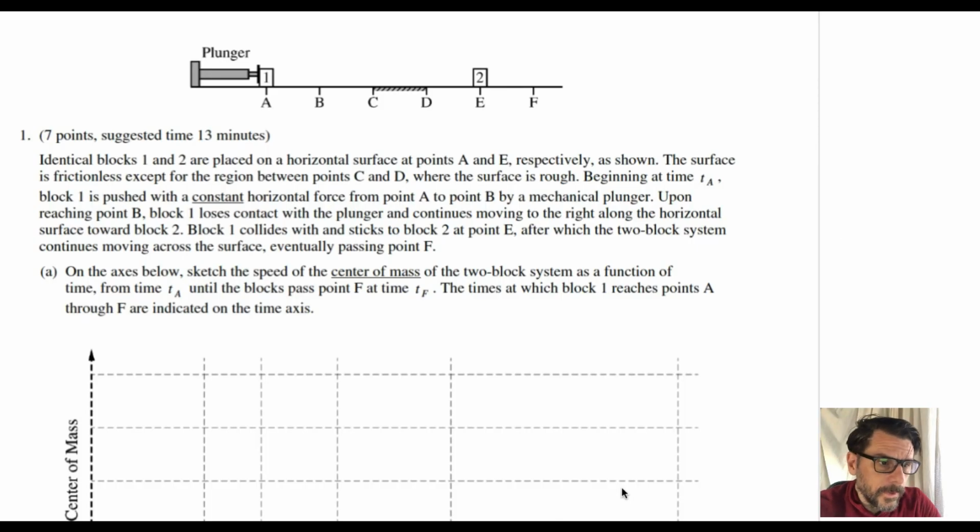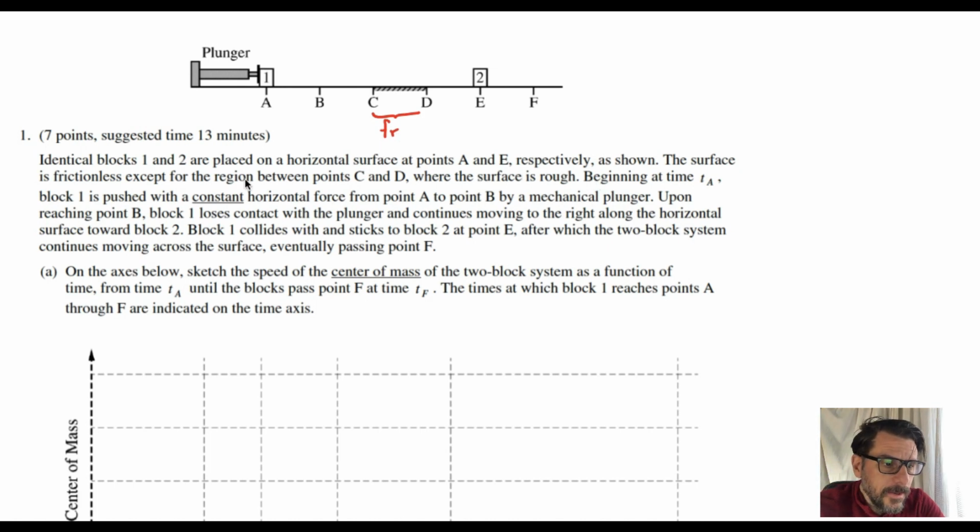So problem number 1, it's a 7-point problem with a suggested time of resolution of 13 minutes. It reads like this. Identical blocks 1 and 2 are placed on a horizontal surface at points A and E respectively, as shown. That's the diagram that we are given. The surface is frictionless except for the region between points C and D. So we have a bit of friction only in this region. Only there. Friction. Let's write an F and an R, where the surface is rough.